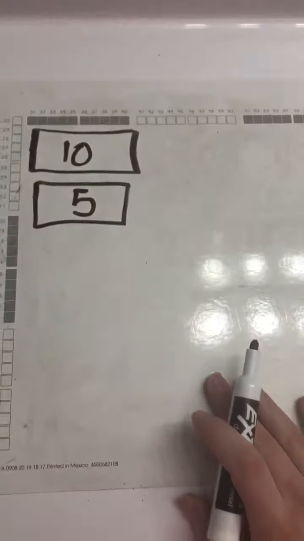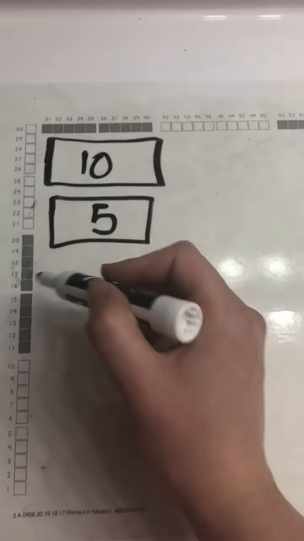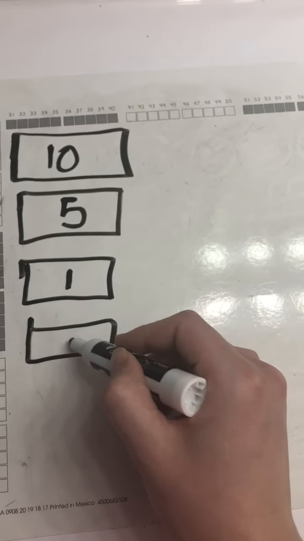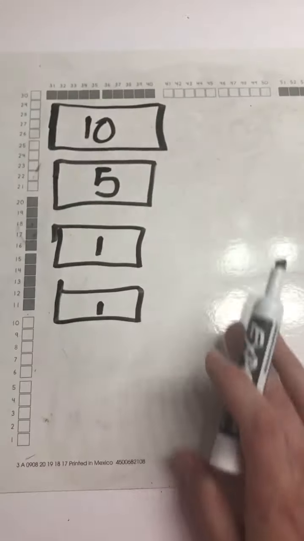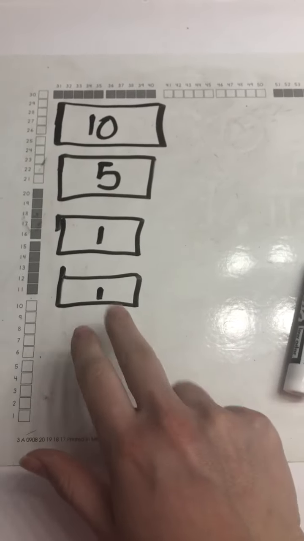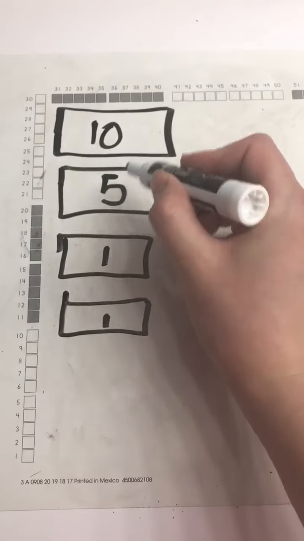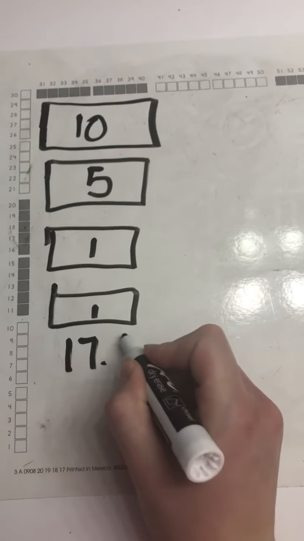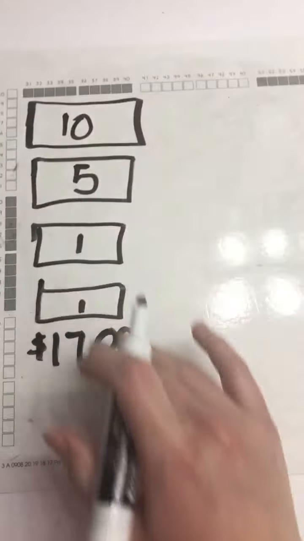All right, let's get started on another one. This time we're going to start with a $10 bill. Okay, so that's worth $10. Then we're going to do a $5 bill. That's worth 5. I'll let you draw that as well. Then I'm going to do 2 $1 bills. Let's count that out. 10 plus 5, if you need to, 10, 11, 12, 13, 14, 15. So these 2 are 15, plus 1 is 16, plus 1 is 17. So we have $17 in our bills.